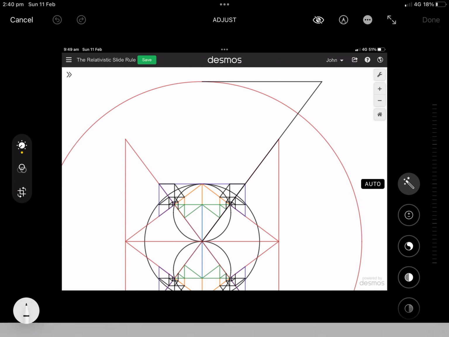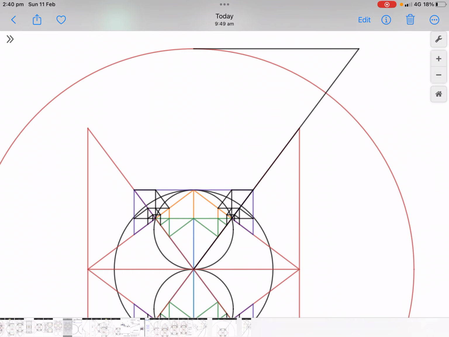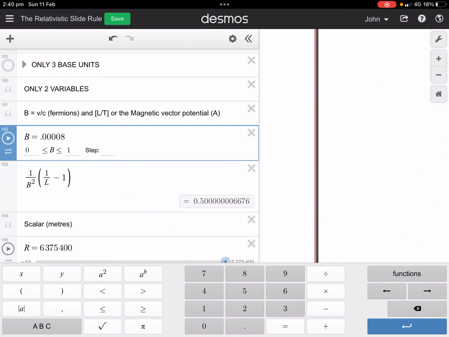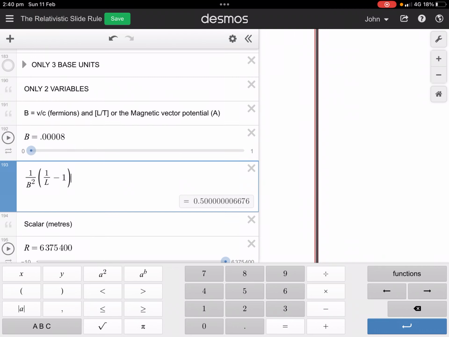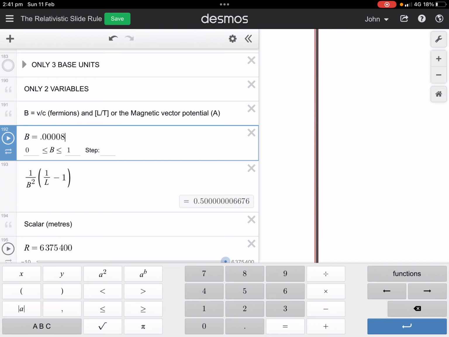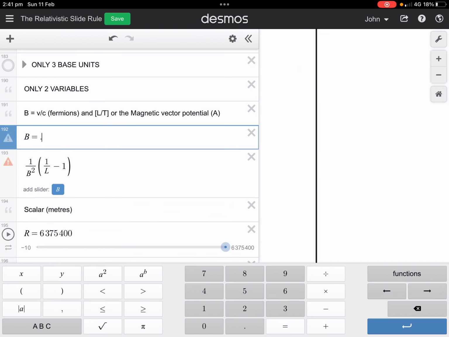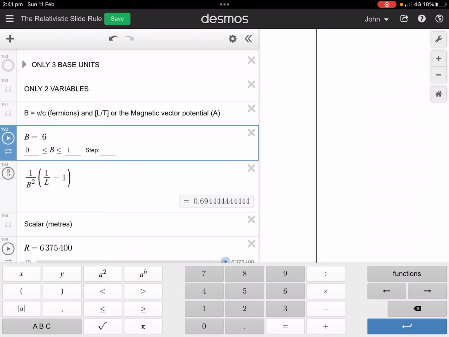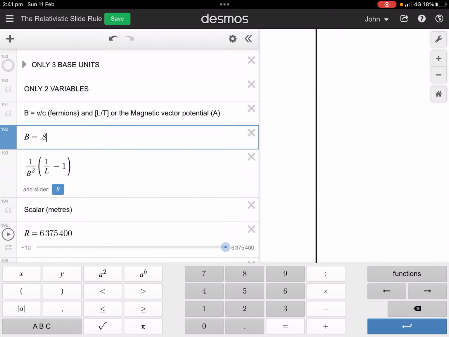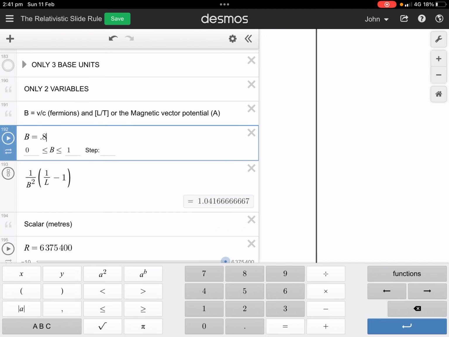Okay, so let's get out of there and let's go to the actual one. Now here it is here, the actual equation. So I started looking at it. You can see it's 0.5, but let's take it up to a velocity of 0.6 c. You can see that it's going up from 0.5. Let's take it up to 0.8. You see it's gone up to 1. Let's take it up to about 0.99 c. See it's gone up to 6.2. Keep going, it just keeps going up.